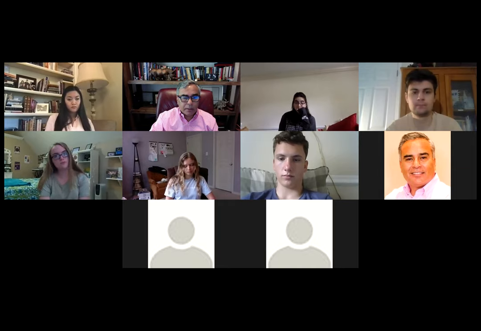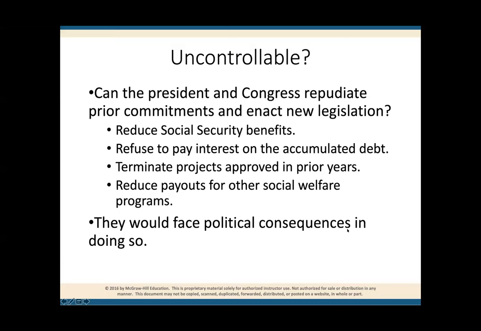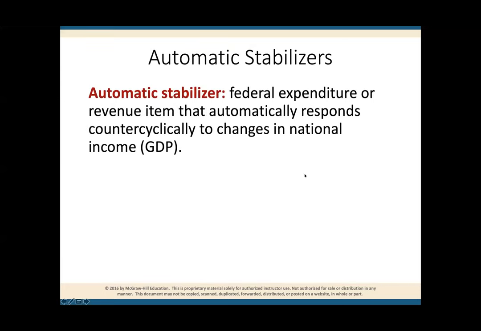Again, let me come back. So then 80% of the budget is uncontrollable, right? Again, the federal government has already created automatic stabilizers, and automatic stabilizers simply means they are expenditures that automatically kick in if for some reason the economy is moving in the opposite direction. Let me give you an example of an automatic stabilizer.